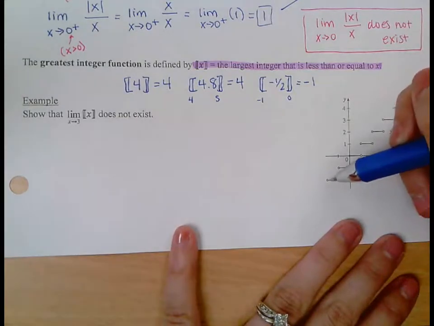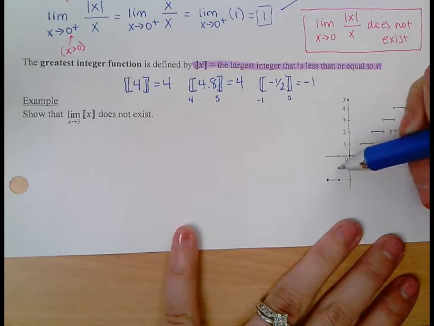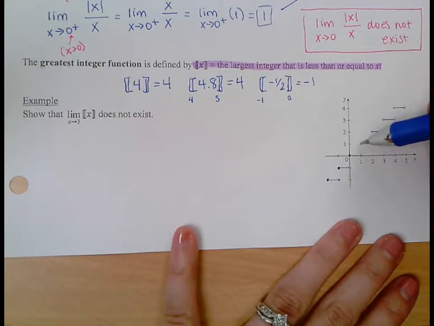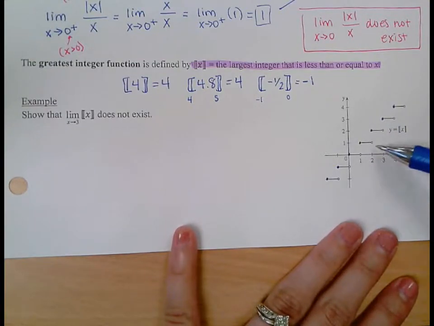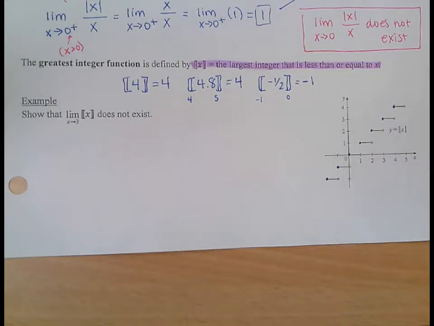On all of these line segments, the leftmost point on each line segment is supposed to be a filled in dot, and then the rightmost end point of each line segment is supposed to be an open circle.